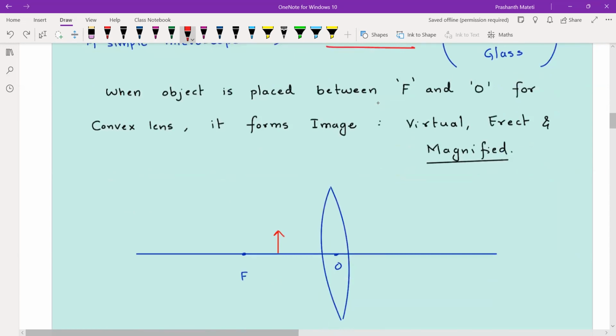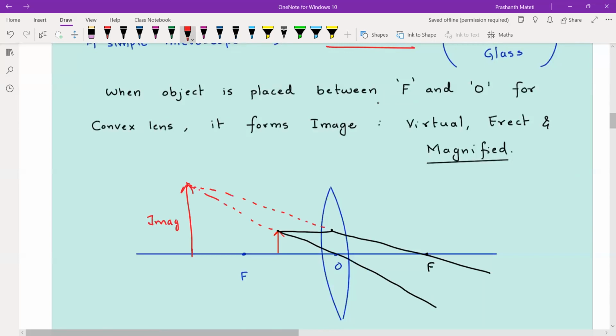So how will the image be formed? You should draw a ray diagram. How do you draw it? You take the parallel ray. This is the focus here. After refraction, it passes through the focus, and the ray passing through the optical center goes undeviated. They are not going to meet. If they're not going to meet, what do you do? Extend them backwards, and then they appear to meet. So this is where the image appears to be formed, and this is where the object is.